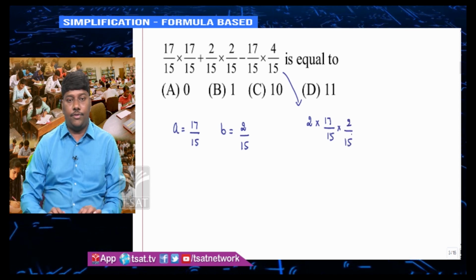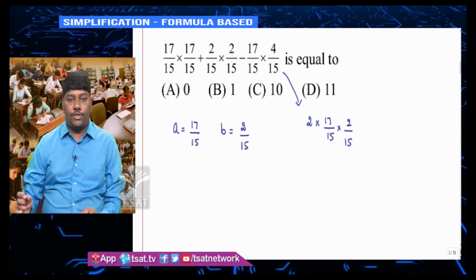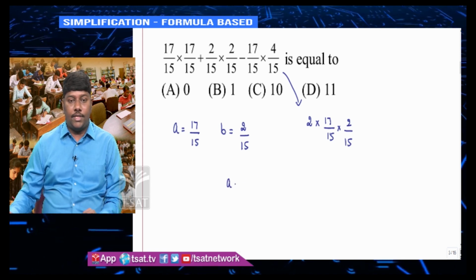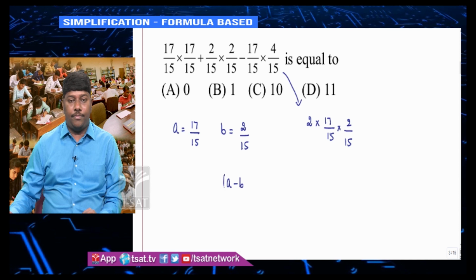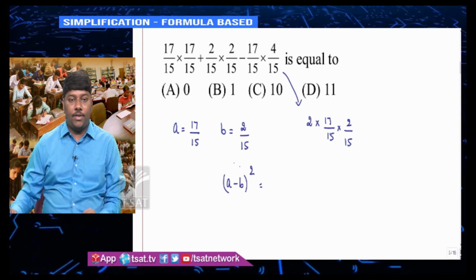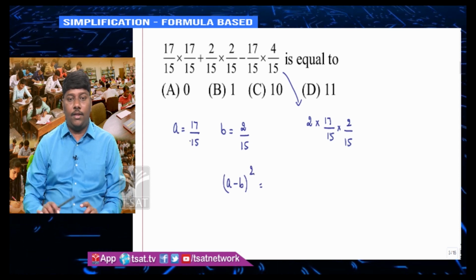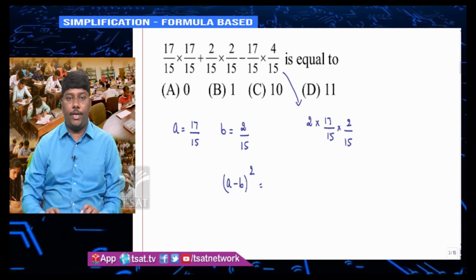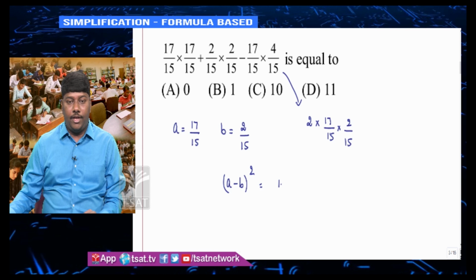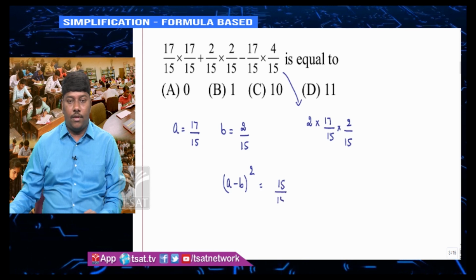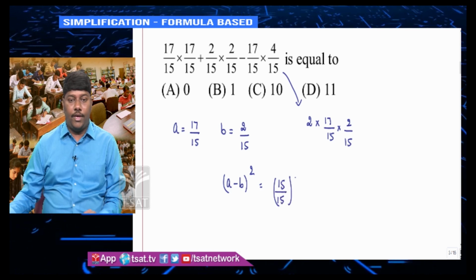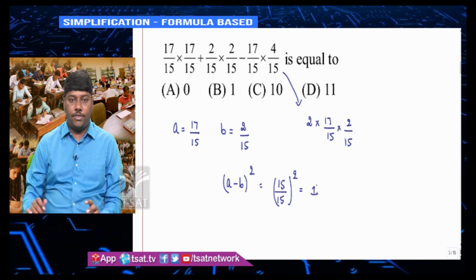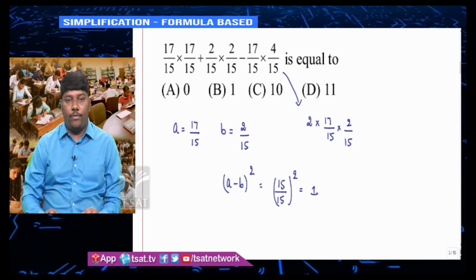So it's now simply based on a² + b² − 2ab. What is a² + b² − 2ab? It's (a−b)². But what is a − b? 17/15 minus 2/15 becomes 15/15. So what is 15/15? It's 1. 1 you do square or cube, it remains 1. So the answer for this question is simply 1.